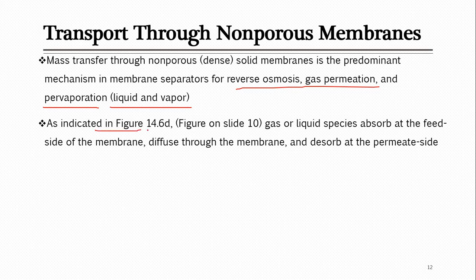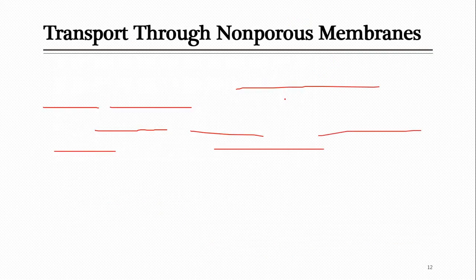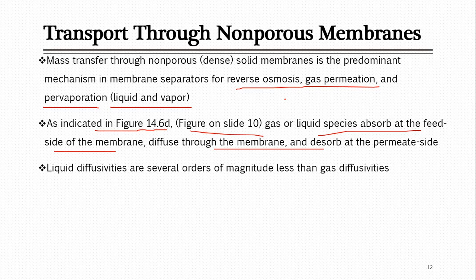As indicated in figure 14.6 D part in the last slide, I have shown you that this is through non-porous membrane. Gas or liquid species absorb on the feed side of the membrane, diffuse through the membrane, and then desorb on the permeate side. If you look here, this is the feed side, from where the gas is entering, or you can consider it a liquid or gas, anything. On the feed side they get dissolved, diffuse through, pass through the membrane and leave on the permeate side. Anything which will not pass through will leave as retentate from here. The same point is explained here. So when diffusion through the membrane takes place, we said that it applies to gas as well as liquid systems.